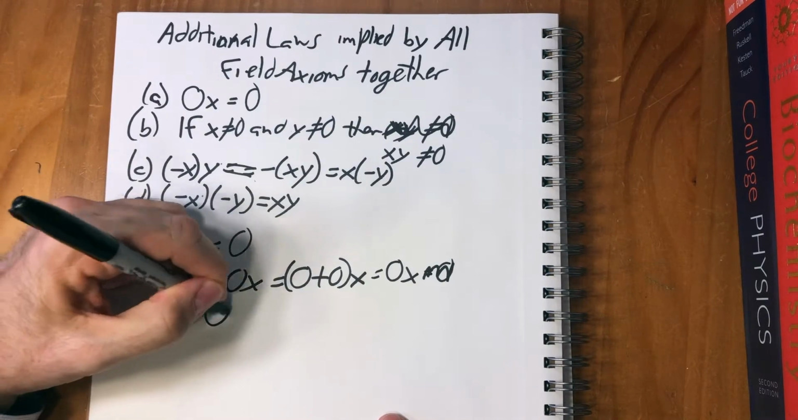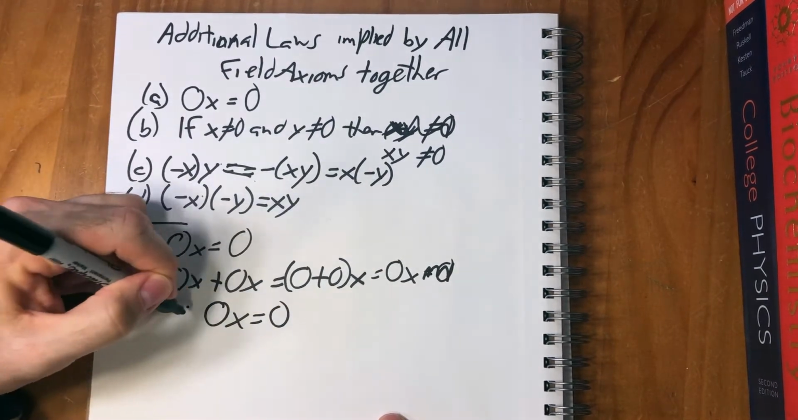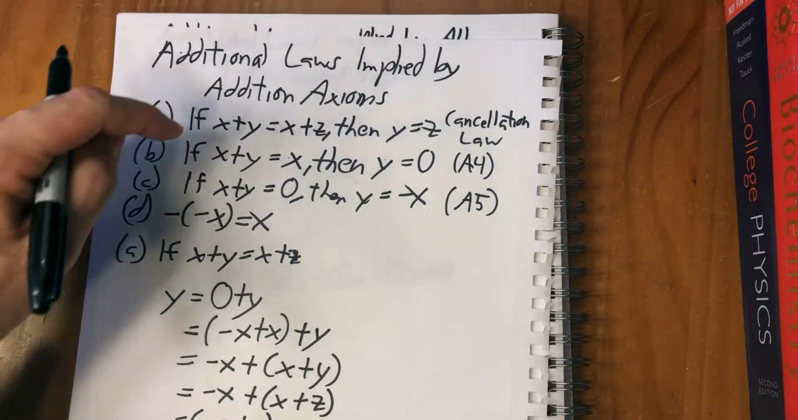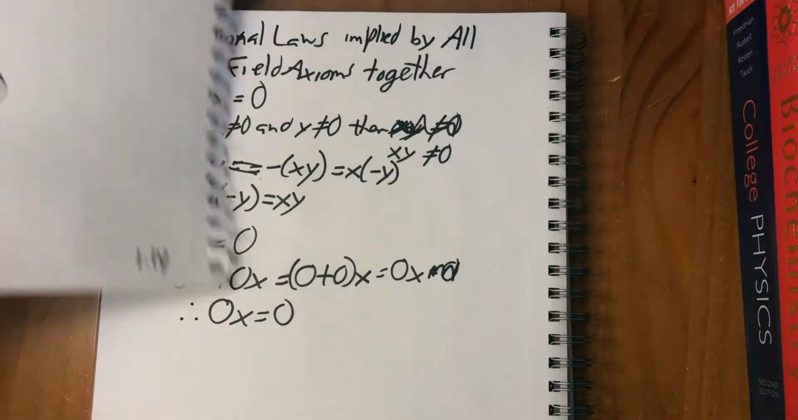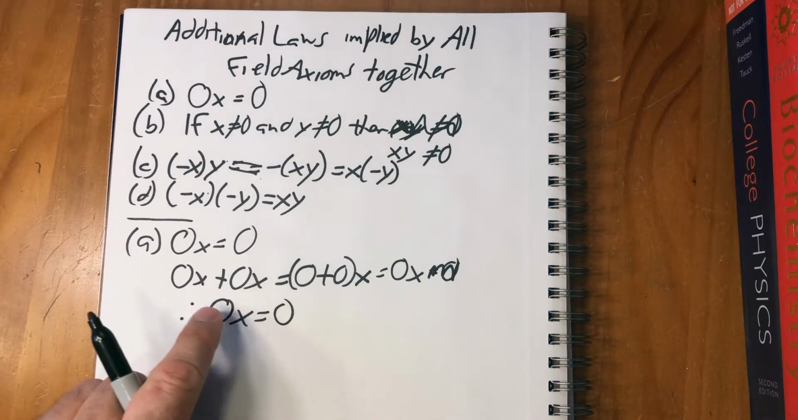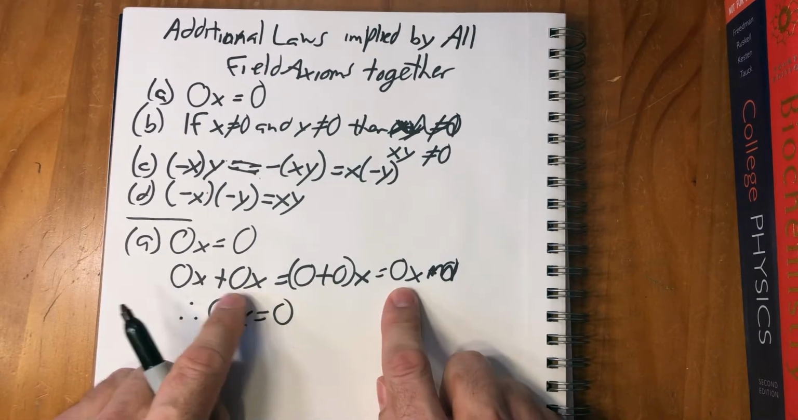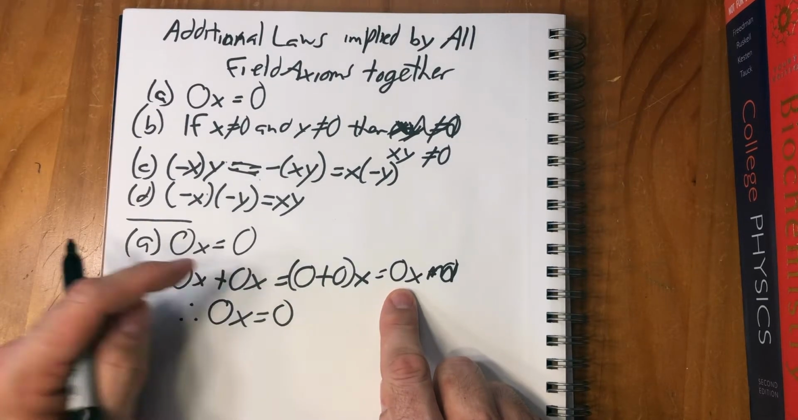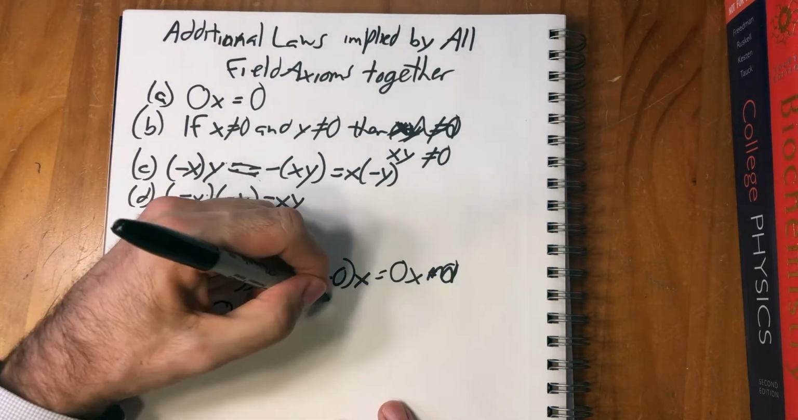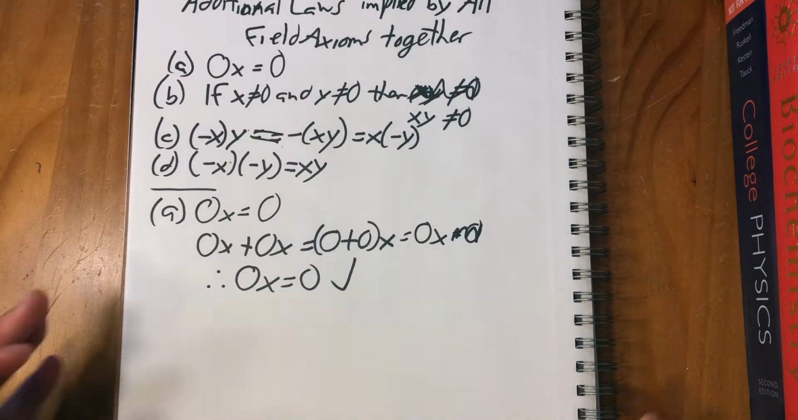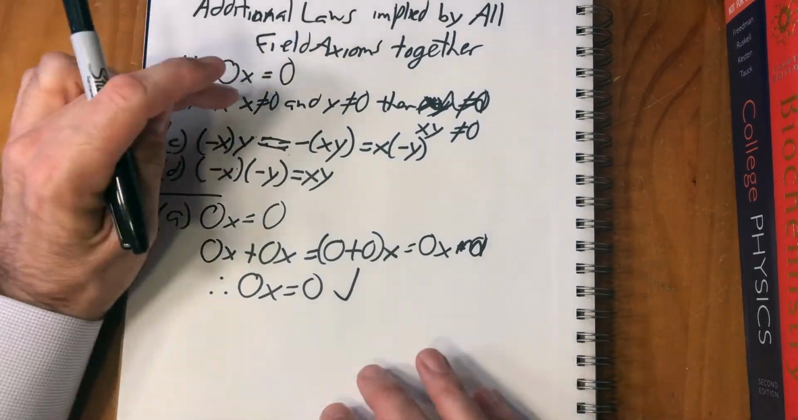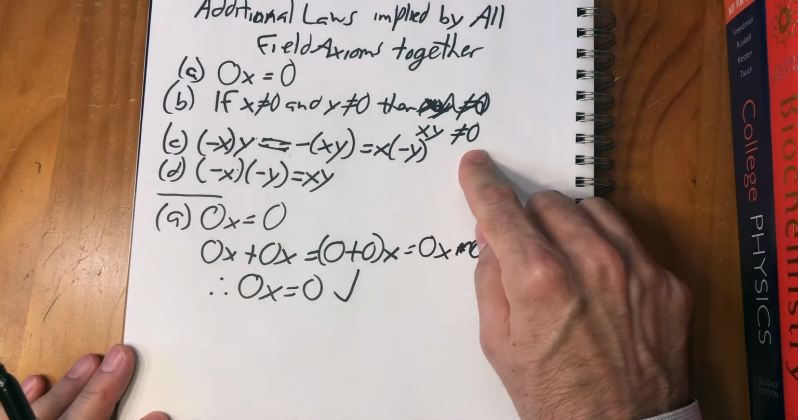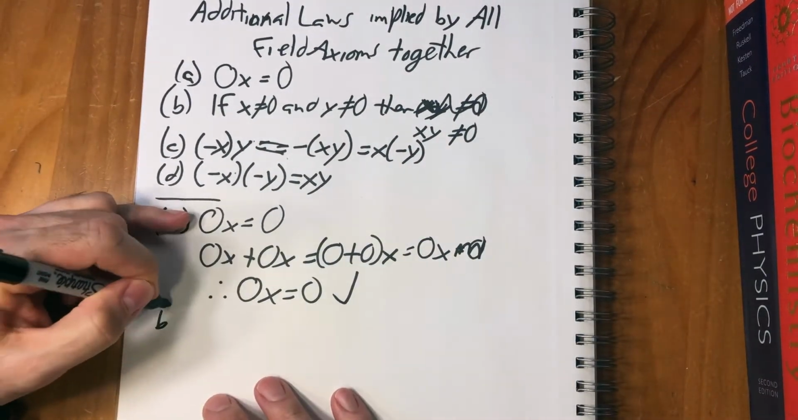So, using this rule, that if x plus y equals x, then y equals 0, we have that x plus y equals x. Here's x, 0x is 0x. Then that means that y has to be 0, so 0x equals 0. That's that one. So for B, we have that if x and y are not 0, then x times y is not 0. Let's assume the opposite and see what happens.